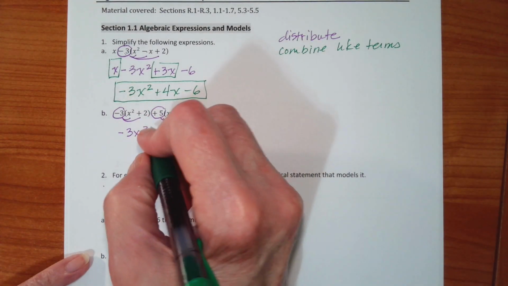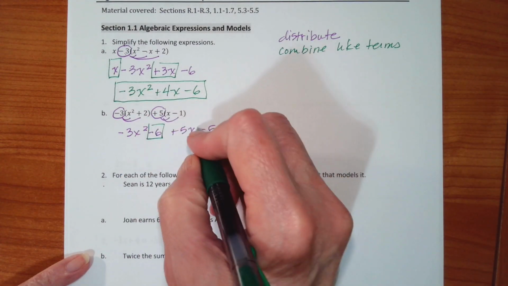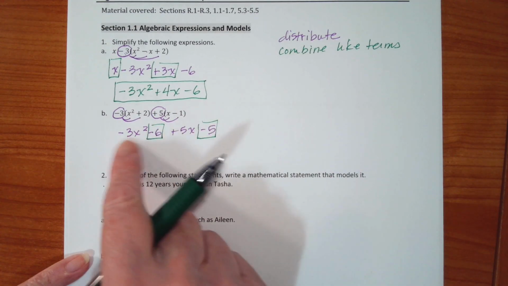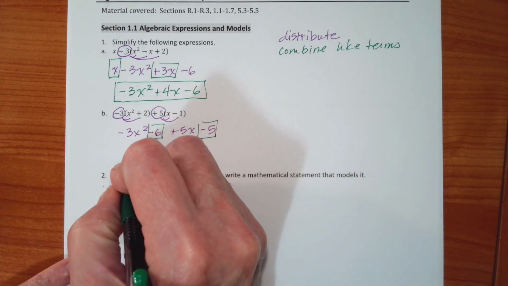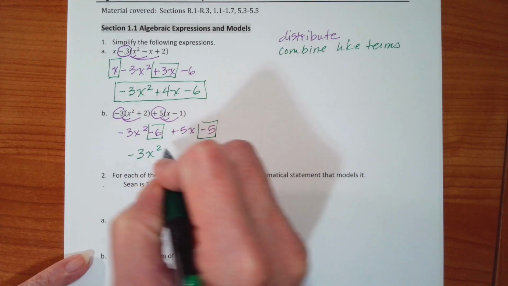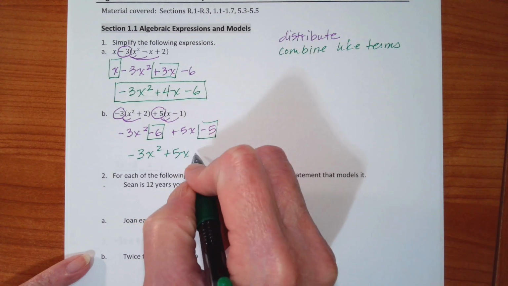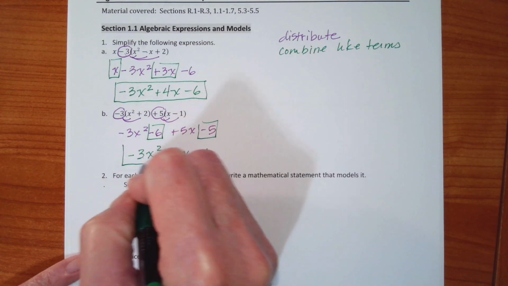And then I look for like terms. Okay, I've got a -6 and a -5. I can't combine these because one's to the second power and one is not. So I have -3x to the second plus 5x minus 11.